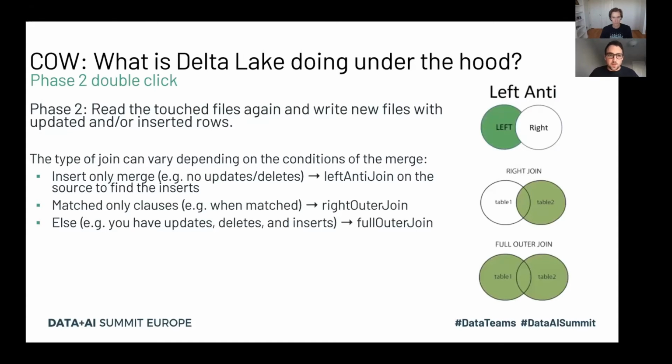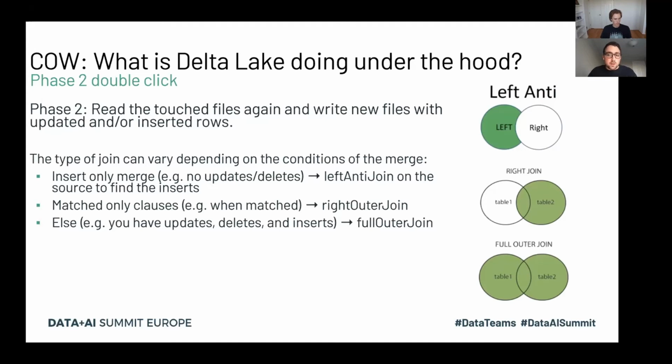So in phase 2, where we read those touch files again, that is these candidate files, and write the new files based on the logic, it can really take on one of 3 paths, and that really depends on what the user has decided to write in their merge condition. So in the case that your merge condition only accounts for insert onlys, we can actually detect that and decide, hey, we only need a left anti-join in that second phase.